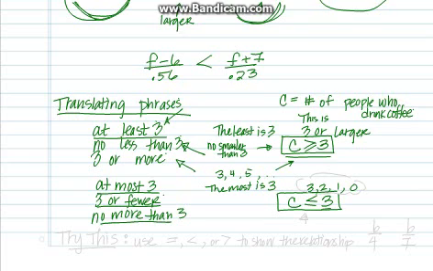Lastly, we have no more than 3. So again, we cannot go over 3. So we're talking about these same numbers, 3, 2, 1, 0, which gets us this inequality.